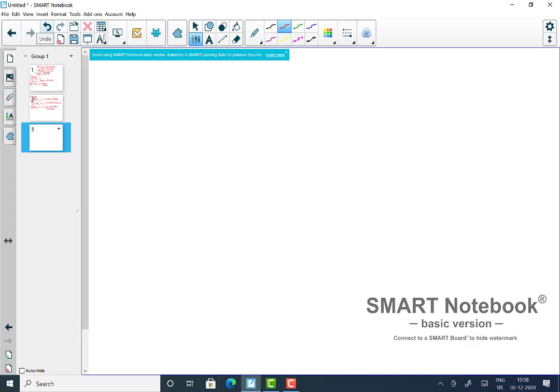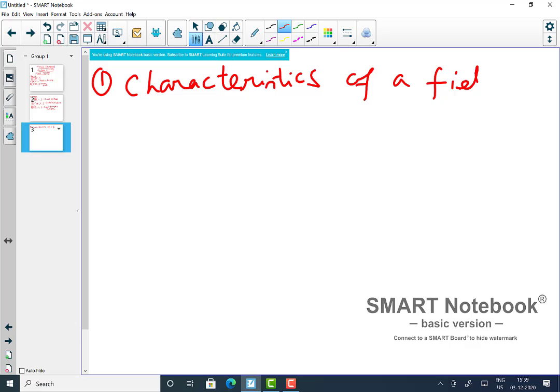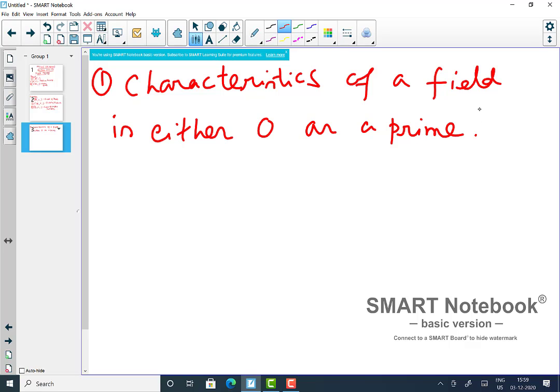So some properties we can discuss. For example, characteristic. If you want to know what is the characteristic of a field, fields are also rings, right? So we know what is the characteristic of a ring. The characteristic of a field is either 0 or a prime. It cannot be a composite integer, and you can check that fields are also integral domains, right? And we proved this thing for integral domains. Okay, so this is one property.